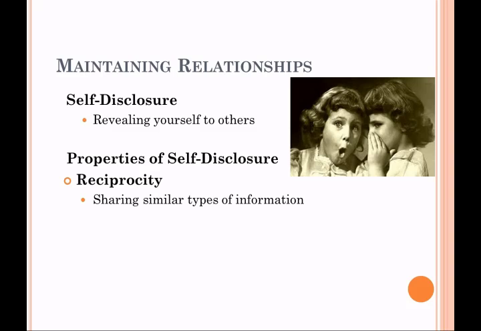So, for example, think about the first time you meet someone. You might say, hi, I'm Lori, I'm from Texas. And then you expect that person to also share that same level of information. Hi, I'm Alan, I'm from Florida. So you also share similar types of information. If you share deeper types of information, sometimes you expect people to share that same type of deeper information with you. The second one is appropriateness.